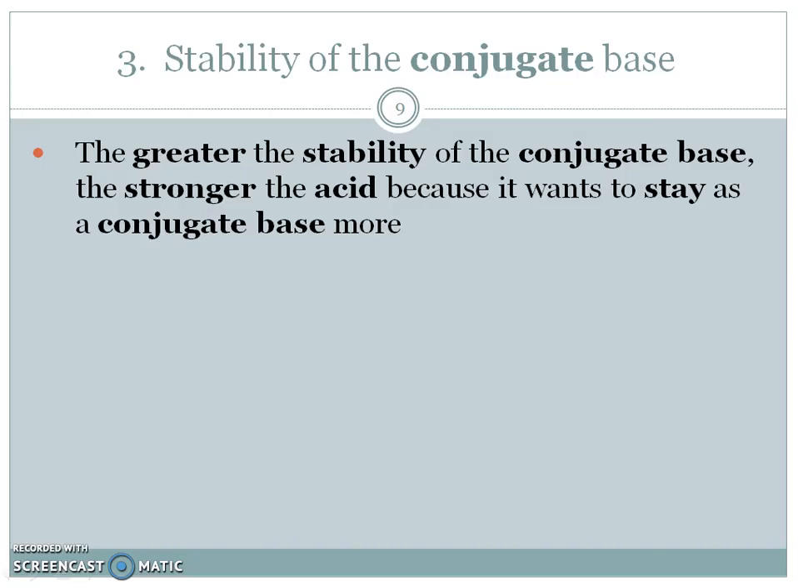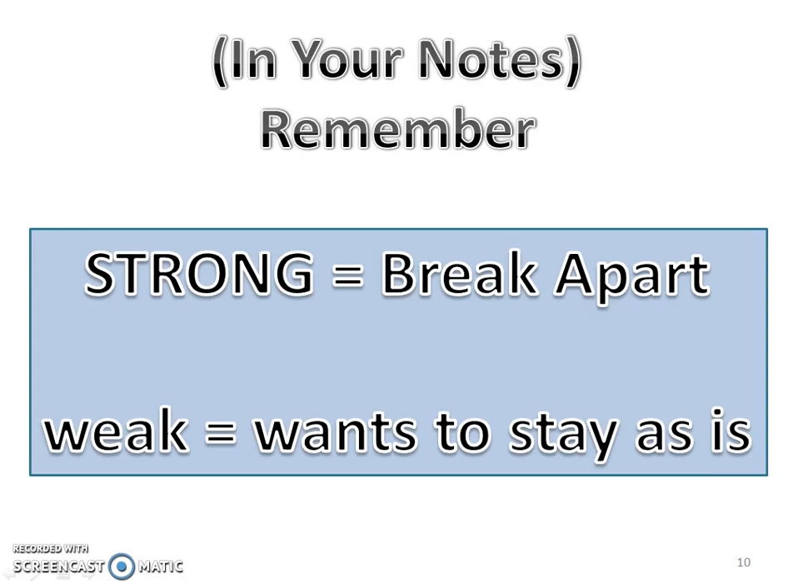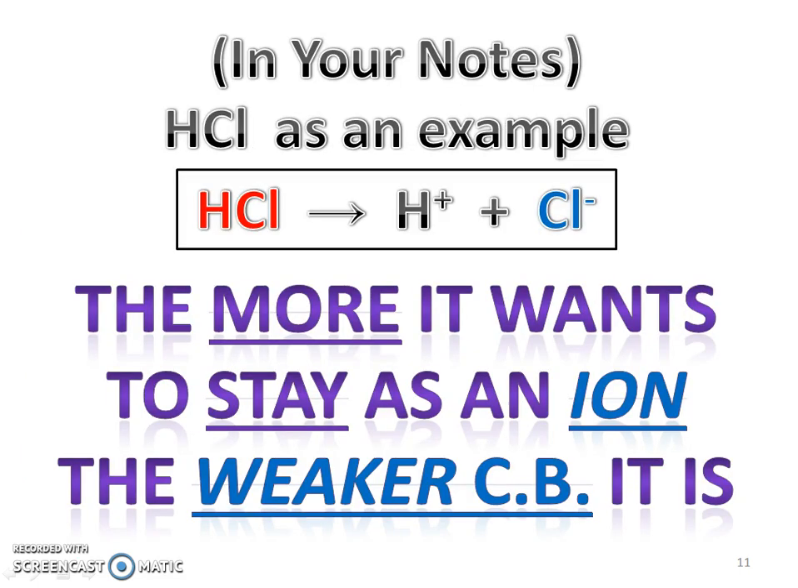How about the stability of that conjugate base? Well, again, think of it this way. The greater the stability of that conjugate base, the stronger that acid, right? Because that conjugate base wants to stay as a conjugate base more than it wants to be part of that acid. Okay, so in other words, and this is also in your notes, we want to remember strong when we're dealing with acids and bases means breaking apart, and weak means that it wants to stay together or stay as is. And I say stay as is because I'm going to show you a chart in a moment.